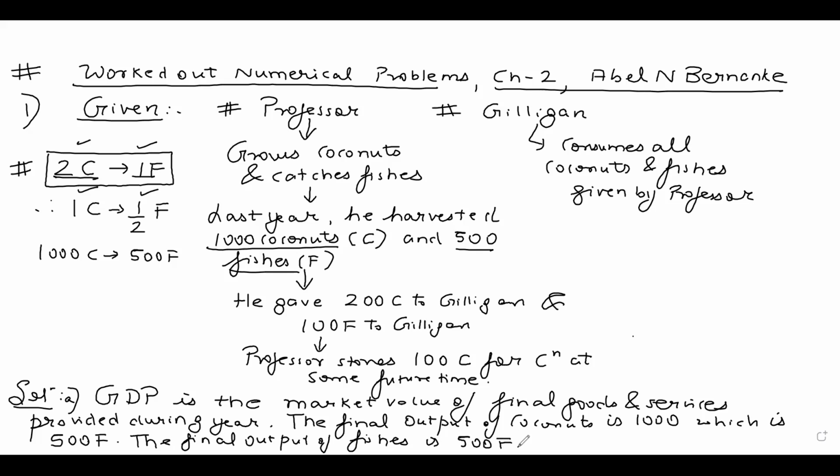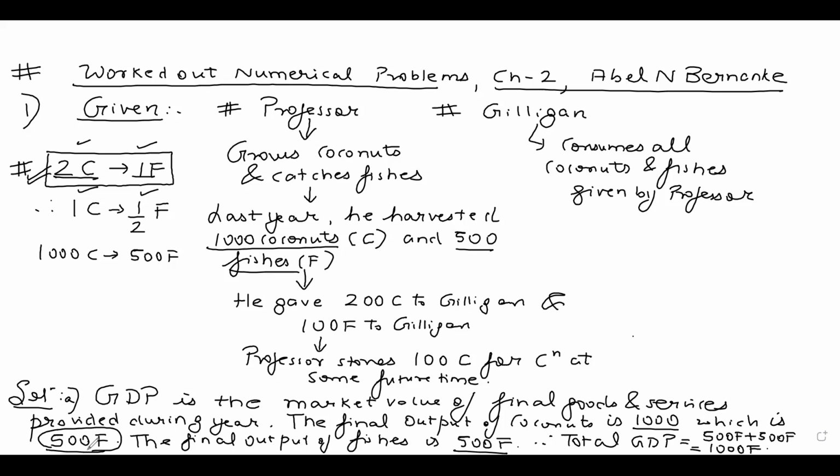Okay, so this is what we are given. The final output of coconuts is 1,000, which is equal to 500 fish given by this exchange. And the final output of fishes is 500. Therefore, I can write that the total GDP of the economy is how much? The total GDP is equal to 500 fishes plus 500 fishes, which is equal to 1,000 fishes.